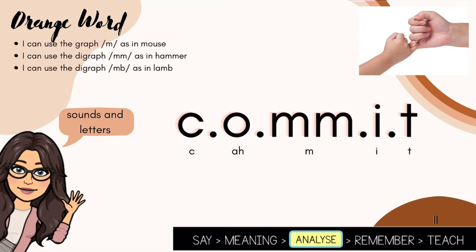Okay, the sounds and letters that we can hear in the word commit are k, o, m, it, commit. We don't usually say commit in the Australian vernacular. We usually say commit. So that's why I have represented the graph O with the sounds AH, making that R sound. And we can see that in this word commit, it is the digraph MM making the m sound. So although it has that singular sound, it is made with the digraph MM. So the letters are C-O-M-M-I-T, commit. C-O-M-M-I-T.